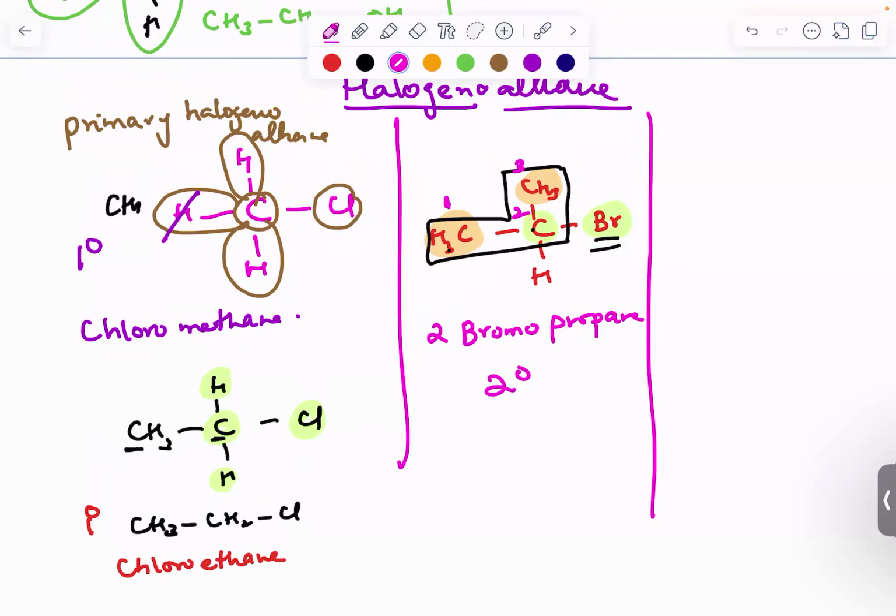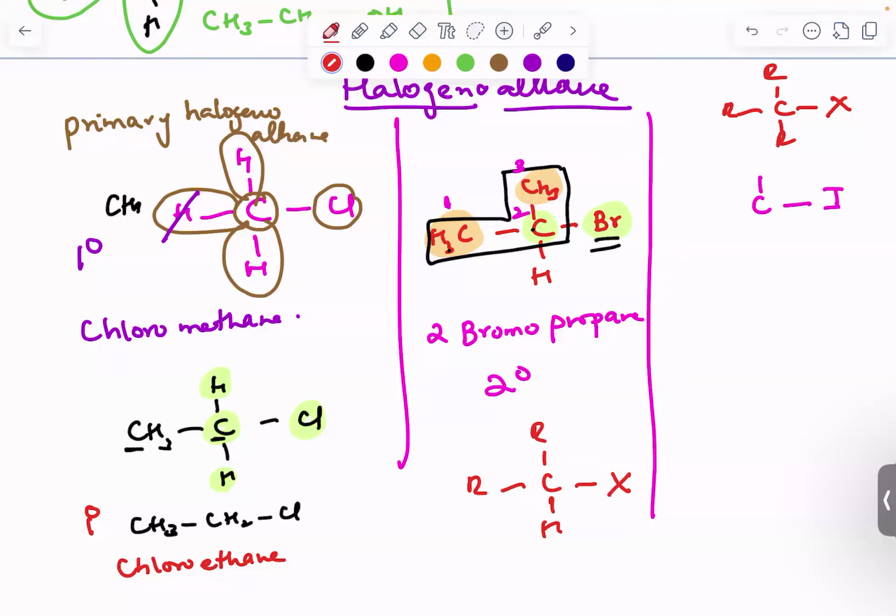And the last one is the tertiary halogenoalkane. So if I have this iodine and then all the valencies of carbon are satisfied. Let me write the abbreviated form of the halogenoalkane. Now the tertiary halogenoalkane would be like this. I can replace it with X. I can replace it with X.